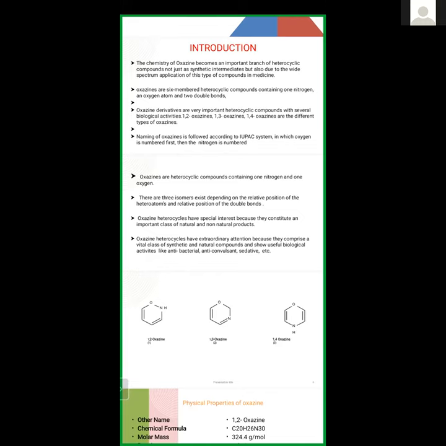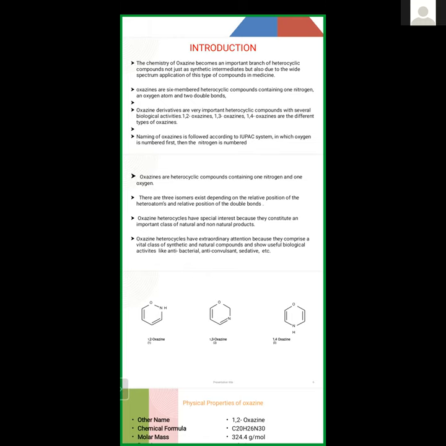The chemistry of oxazines has become an important branch of heterocyclic compounds, not just as synthetic intermediates, but also due to the wide spectrum application of this type of compound in medicines. Oxazines are six-membered heterocyclic compounds containing one nitrogen atom, one oxygen atom, and two double bonds. Oxazine derivatives are important heterocyclic compounds with several biological activities.